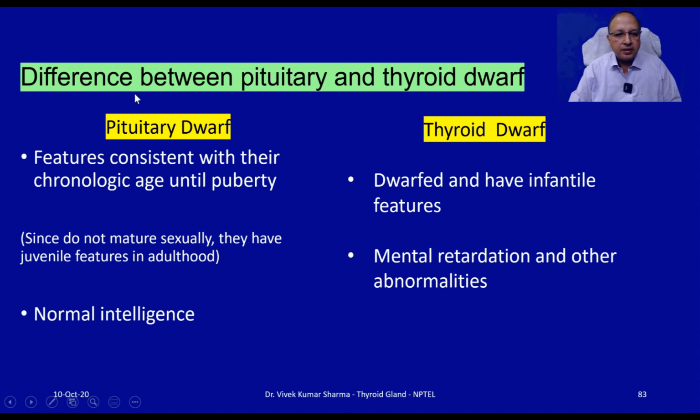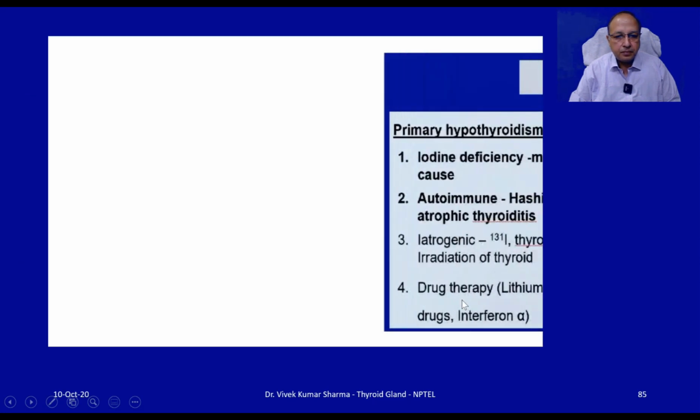It is also essential to understand the difference because both the pituitary hyposecretion, and that is mainly by the growth hormone, and the thyroid hormone hyposecretion both can lead to the dwarfism. But the difference is that a pituitary dwarf will have the features consistent with their chronologic age until puberty. Since they do not mature sexually, they have juvenile features in the adulthood and they have the normal intelligence level. Whereas a thyroid dwarf, the child is dwarfed and has the infantile features, and one of the common features is that there is mental retardation and there may be other accompanied abnormalities.